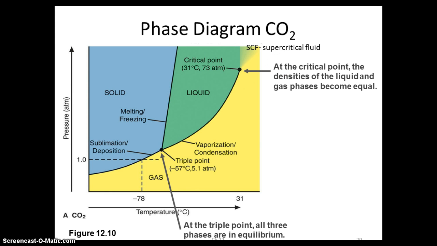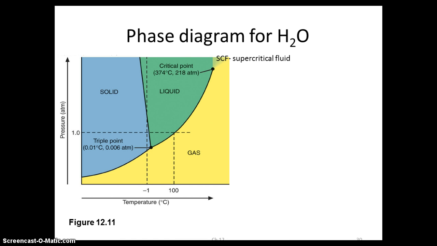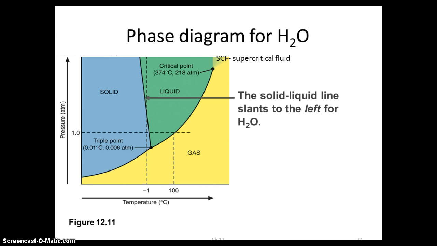So the next phase diagram is for water. So here one of the things you'll notice is that the solid-liquid line slants to the left for water. So for question 4 for your quiz, why does this slant to the left for water? You can just give me a couple sentence answer for that one.